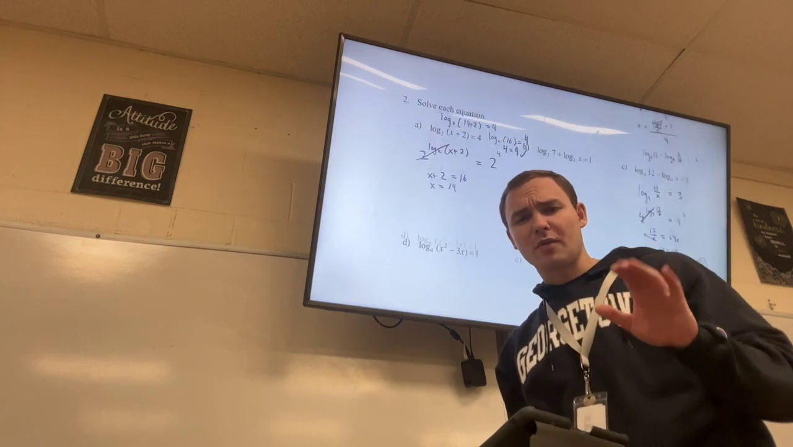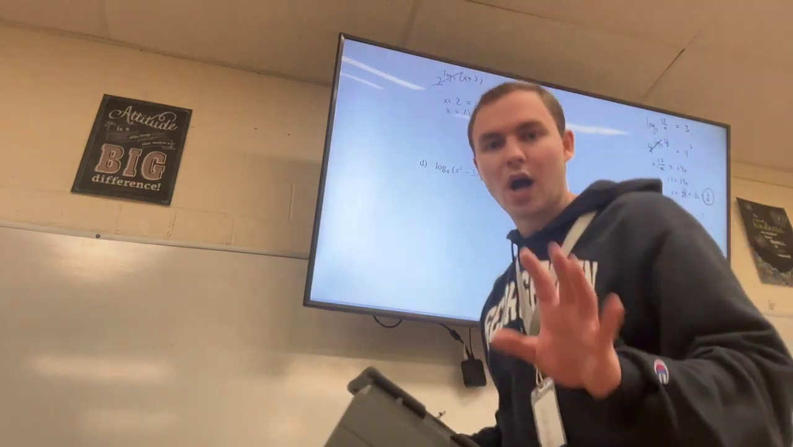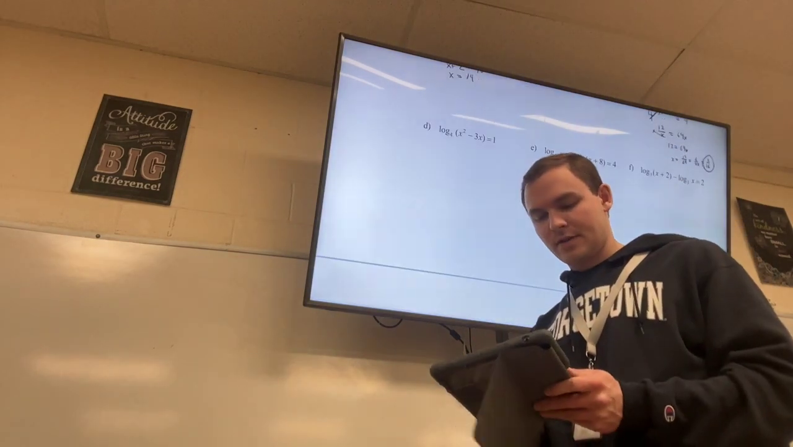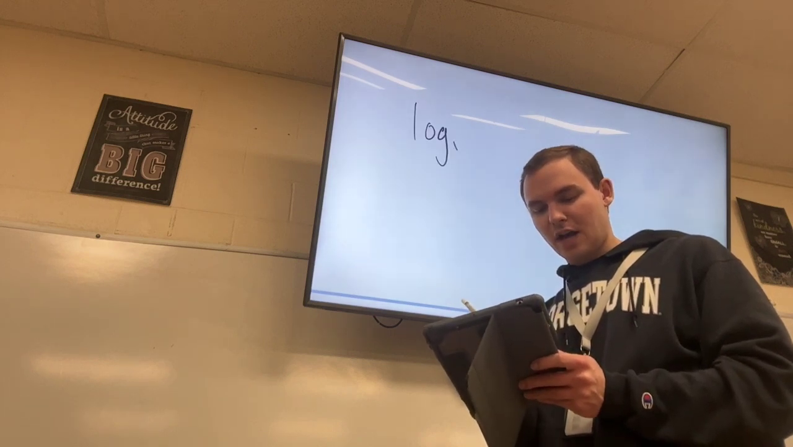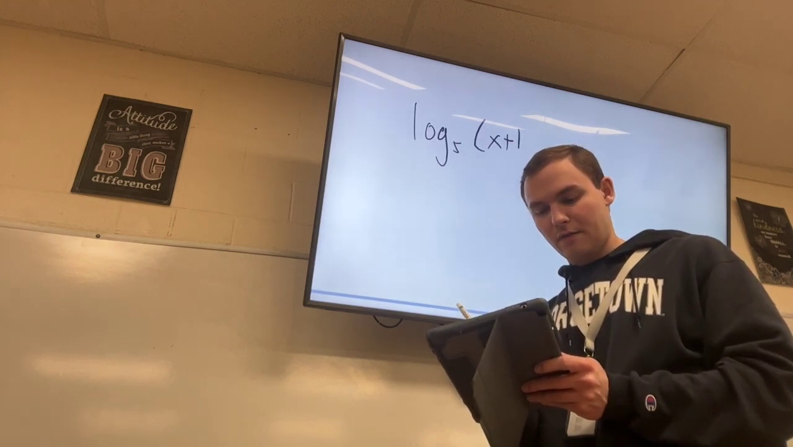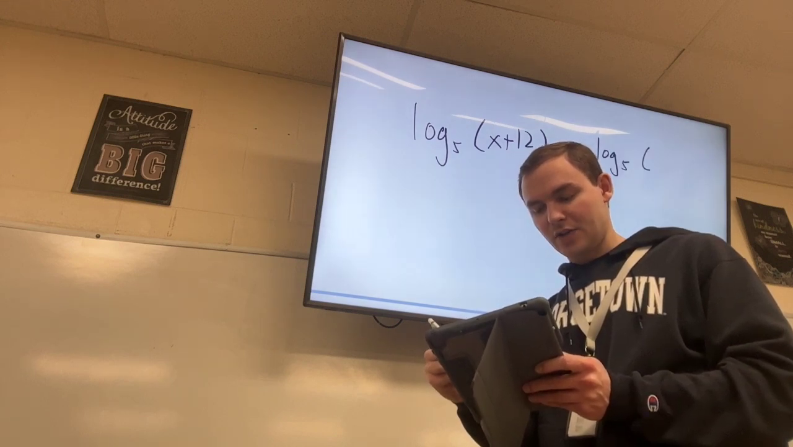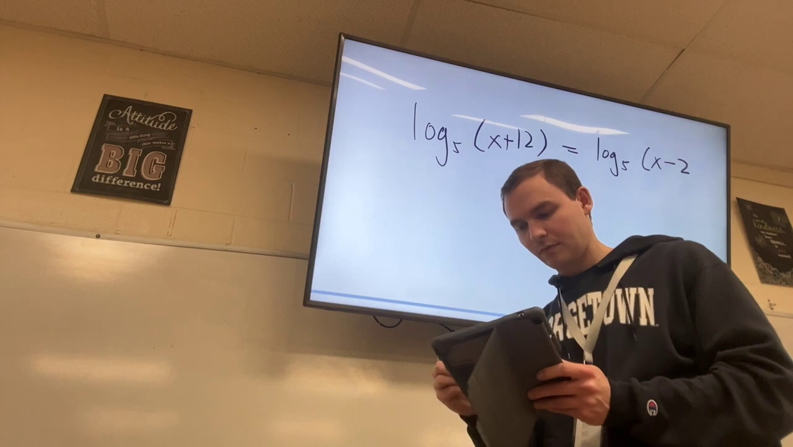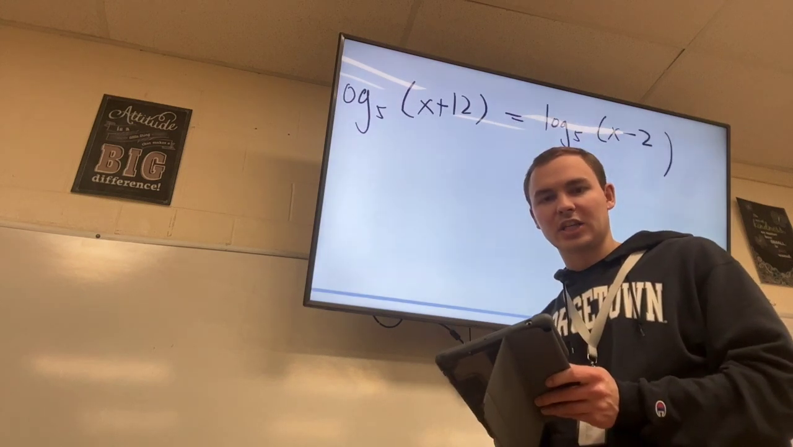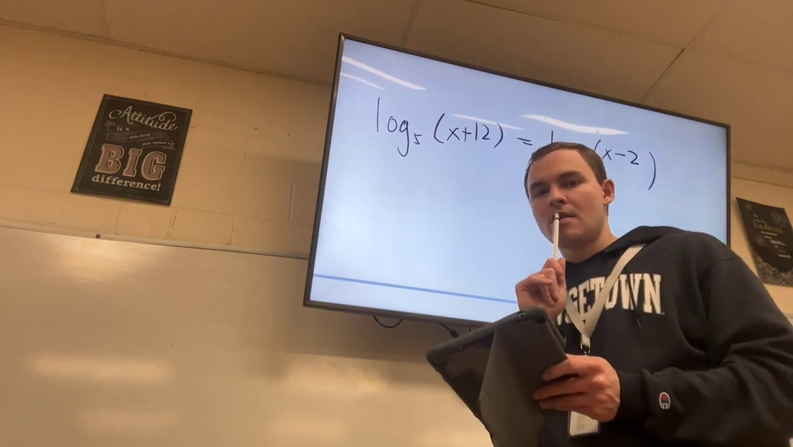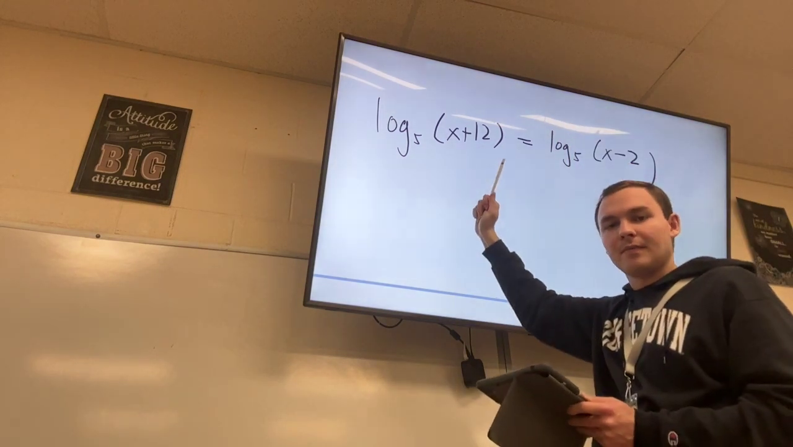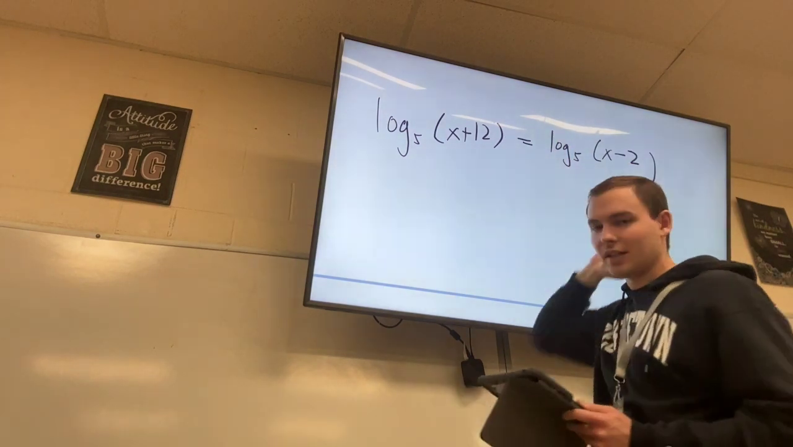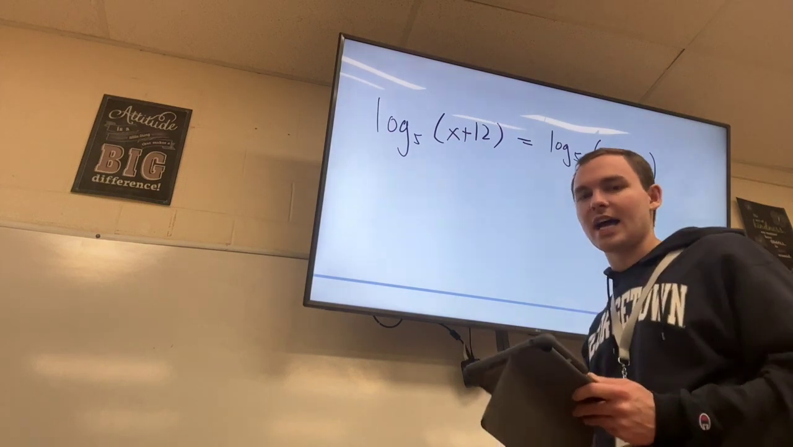One other thing I do want to go over with you guys, there is one on there. It's something like, if I have log base 5 of x plus 12 equals log base 5 of x minus 2. There's something on there that looks like this. So both sides are a logarithm. X is stuck inside of a logarithm. The bases are the same. There's just one log on each side.